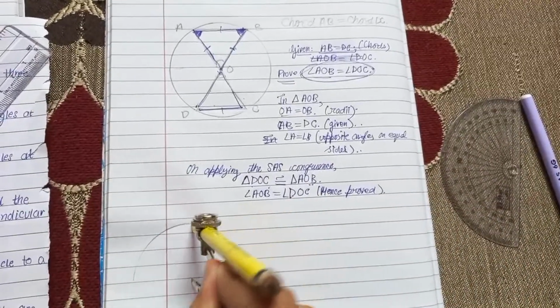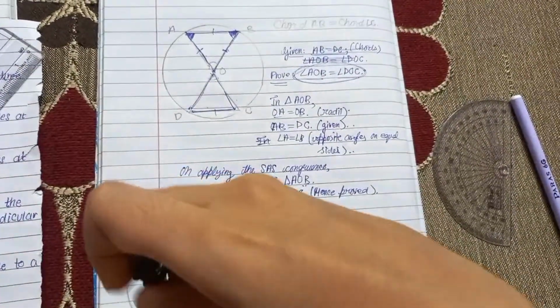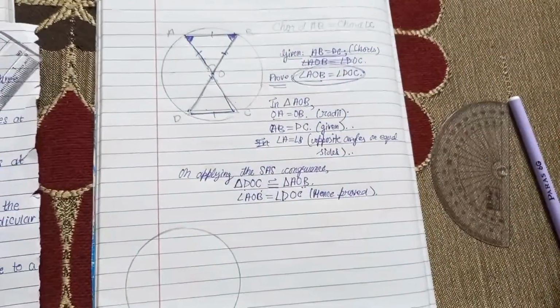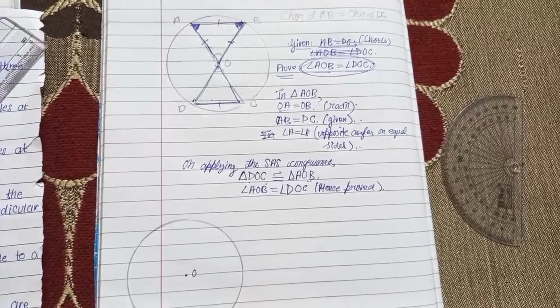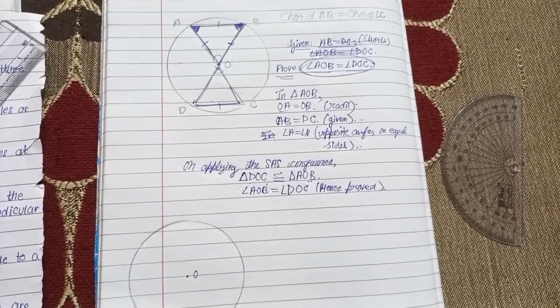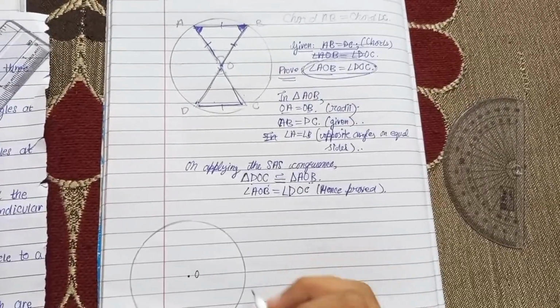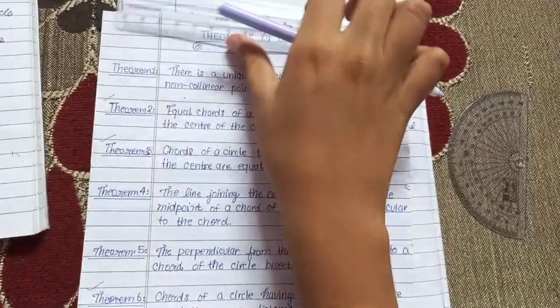Now to prove theorem 4, I would be making a circle. See, now in this circle we can see this is the center O and this is our chord. Always name your chords for ease. This is our chord AB. And what does this theorem state? Let us have a look at the theorem again.